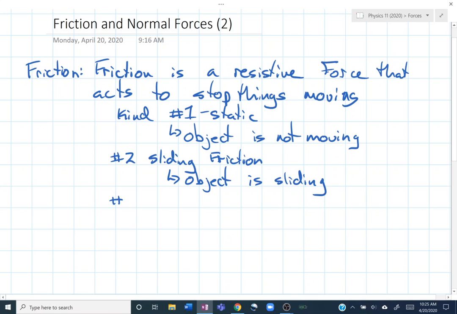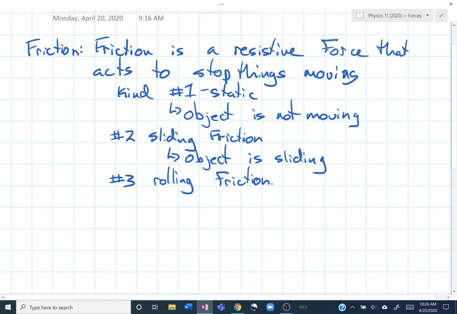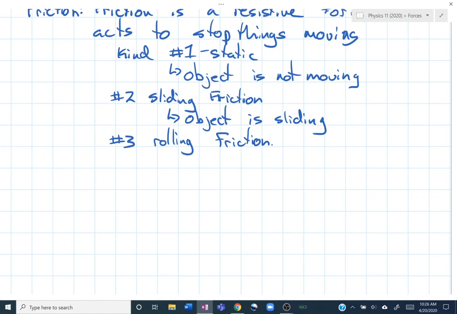The third type is rolling friction. If you imagine a ball rolling down a ramp or along a floor, it's neither static nor sliding, and so we have what's called rolling friction. We're not going to talk about rolling friction much more in this course. It's a little bit more complicated than both static and sliding friction. But it's worth bringing up that it exists and that it's important in day-to-day life too.